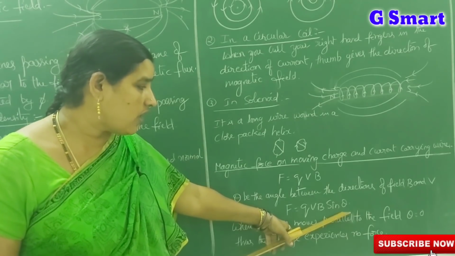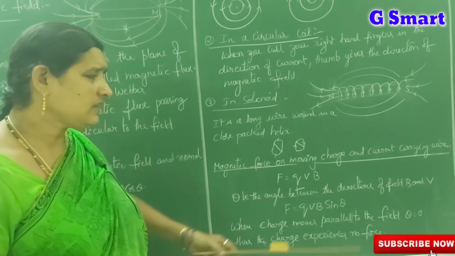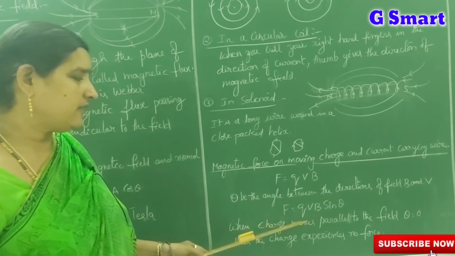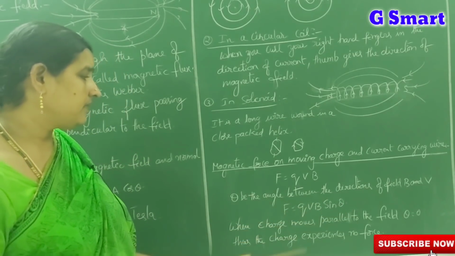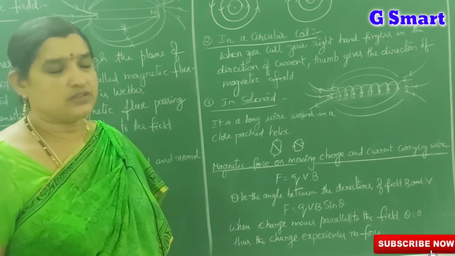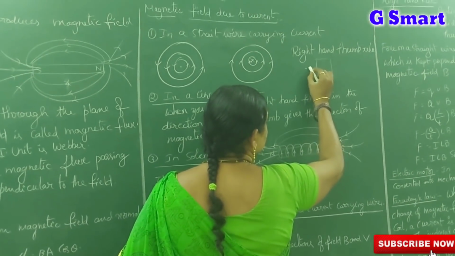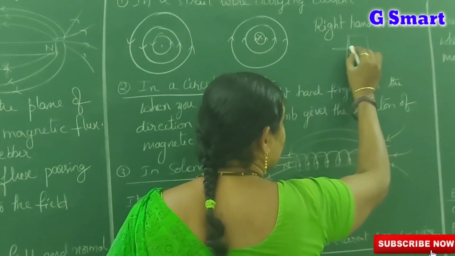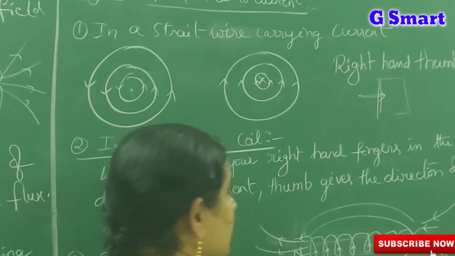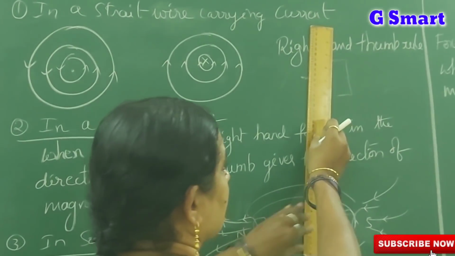That means it is the product of B and V. Here B and V are vectors, so BV sin theta is a cross product. Therefore the magnetic field is a vector. When a charge moves parallel to the field, theta becomes 0. Suppose this is the field. When a charge moves perpendicular to this, then the maximum force will be exerted on that particular charge.